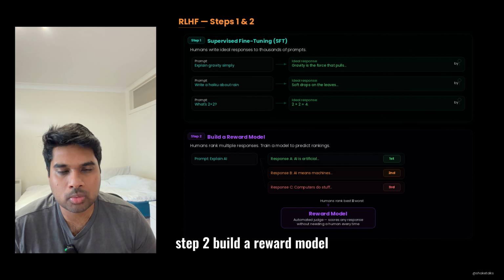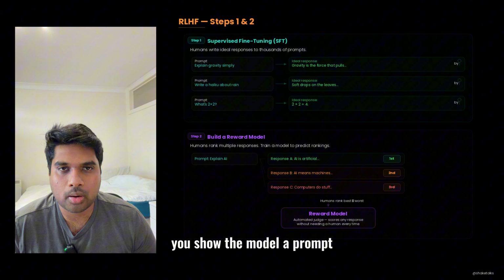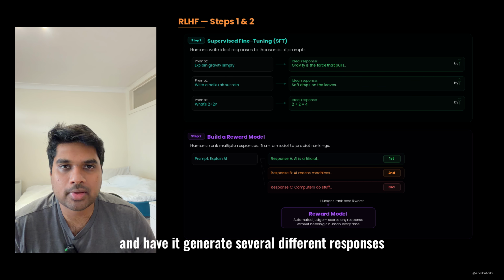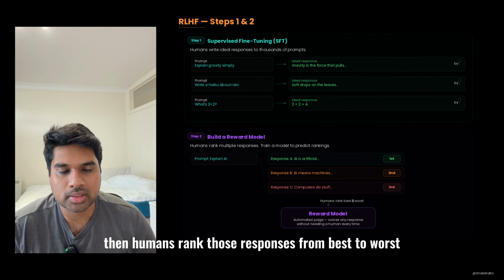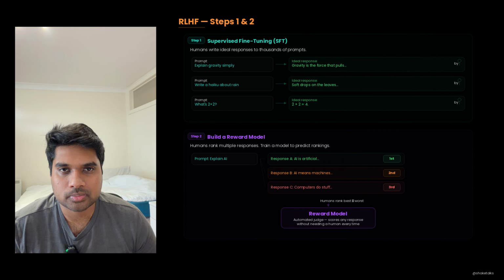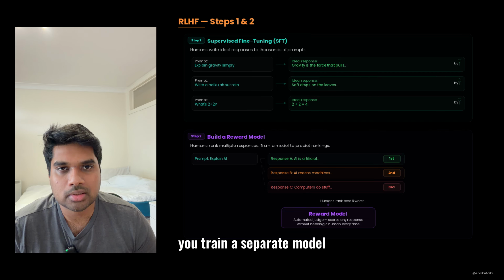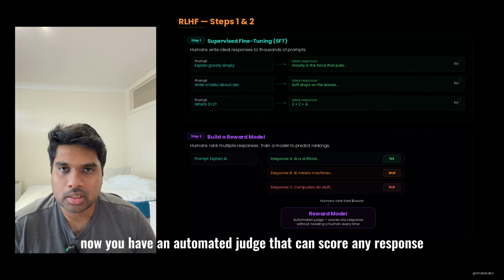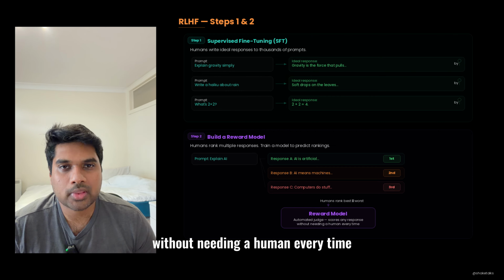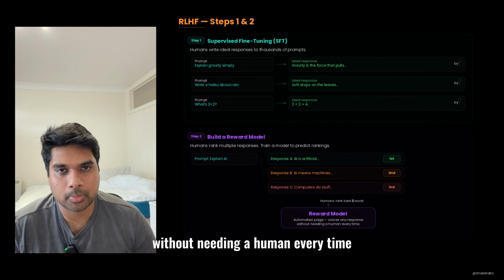Step 2, build a reward model. You show the model a prompt and have it generate several different responses. Then humans rank those responses from best to worst. You train a separate model, the reward model, to predict those human rankings. Now you have an automated judge that can score any response without needing a human every time.